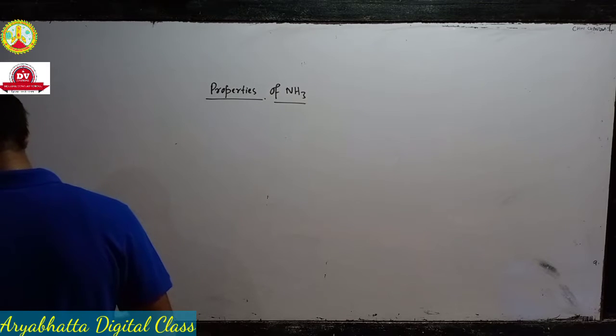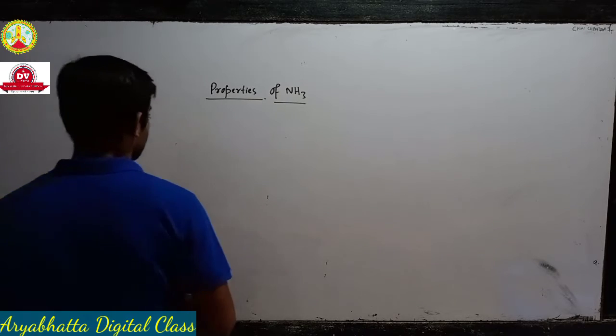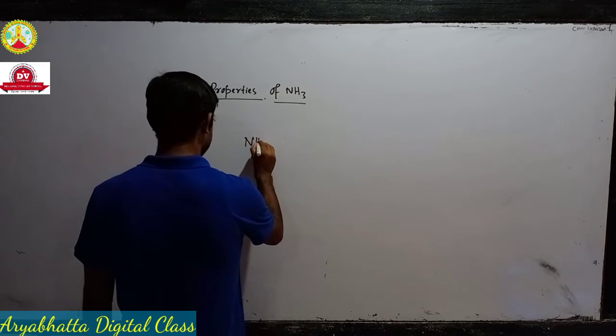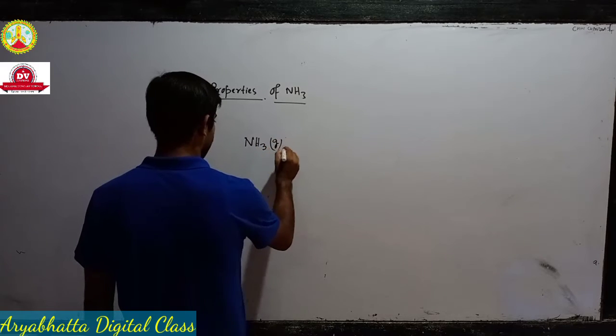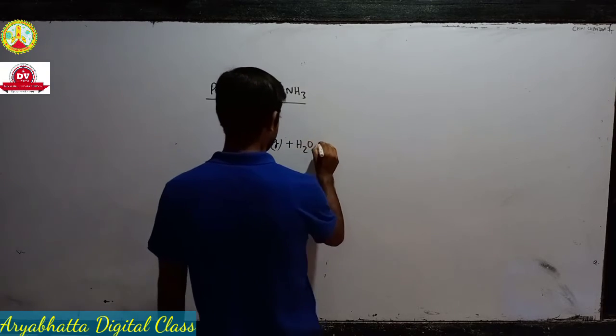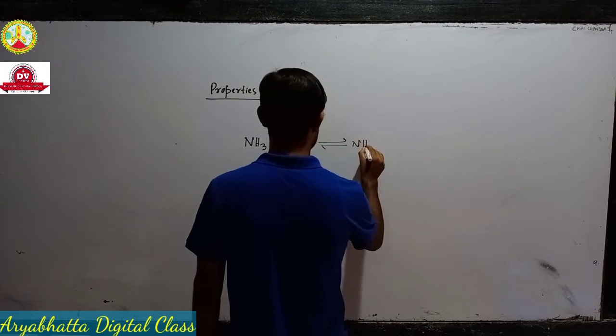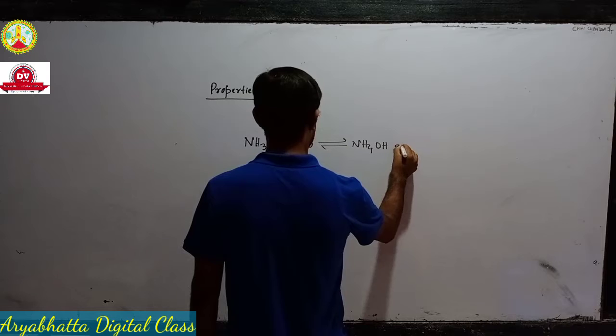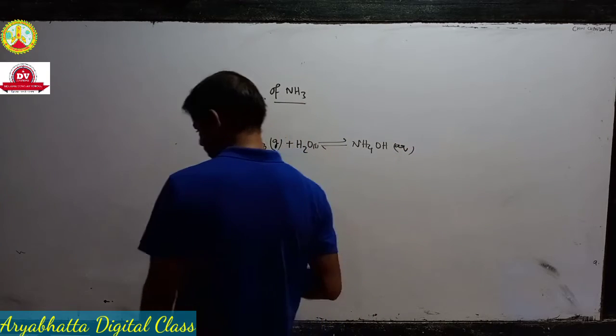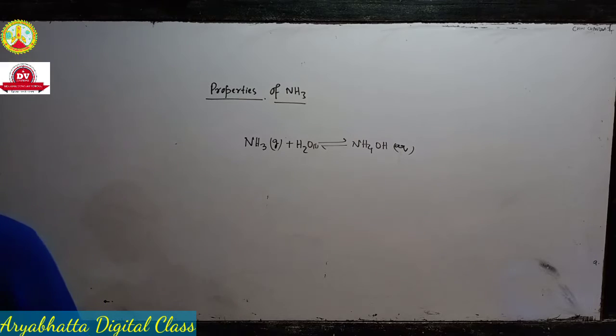So ammonia is a gas highly soluble in water. Its aqueous solution is basic. Basically, when ammonia, which is a gas, is dissolved in water, it forms aqueous ammonium hydroxide, and ammonium hydroxide is basic. Now we will see some chemical reactions with different types of salts.